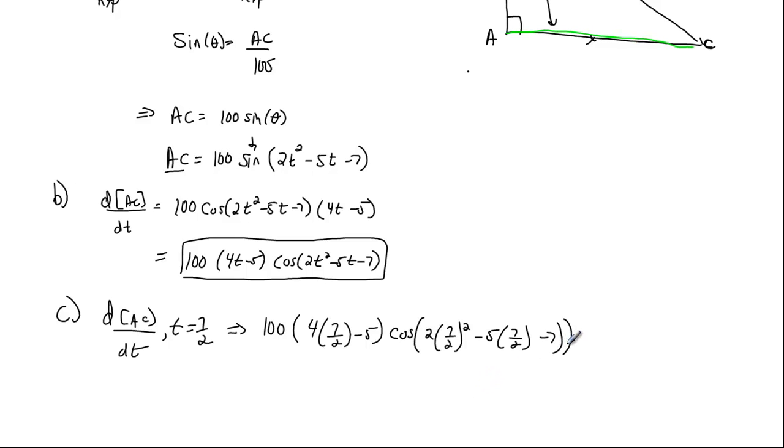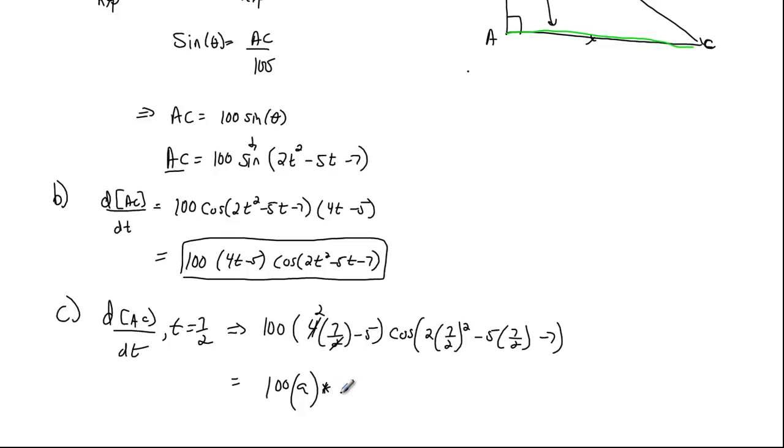One extra set of parentheses there. I don't need that, so let me get rid of that set of parentheses. One too many. And let us go ahead and simplify. So we're going to have 100. The 2 cancels here, and I get a 2. 7 times 2 is 14. 14 minus 5 gives you a value of 9. So this was 4 times 7/2. That cancels. We get 2 times 7 is 14. 14 minus 5 is 9.